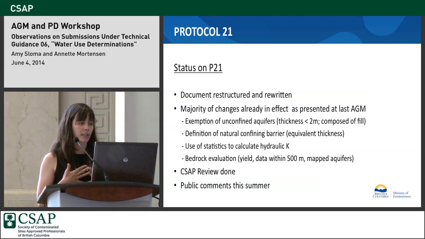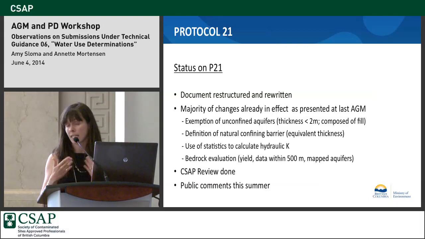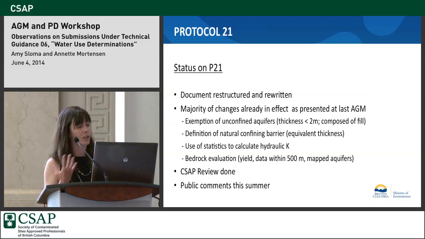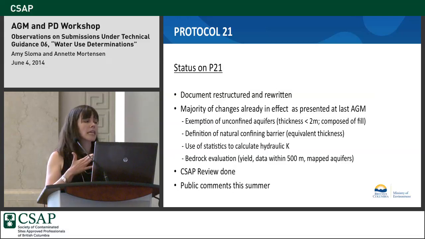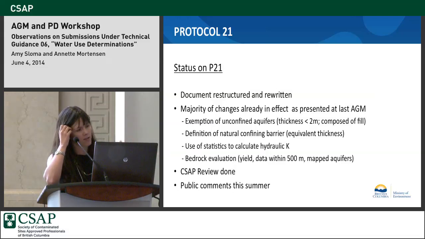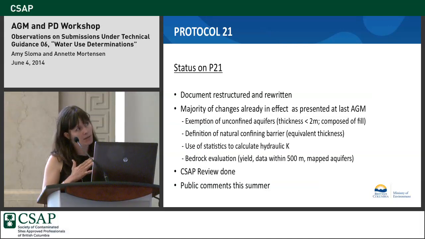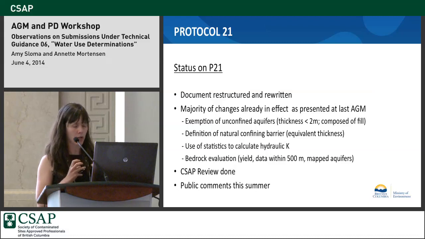So this exemption of the unconfined aquifer for a thickness that's less than 2 meters, that's been in effect for the past year. What the definition of a natural confining barrier is and how you can use an equivalent thickness, that's in effect. You can still present those arguments to us. The use of the statistics to calculate the hydraulic K for the aquifer versus the natural confining barrier itself, there's more language in P21 explaining this, which is fantastic, but we're accepting those arguments right now. And then again, there'll be more language in regards to bedrock evaluation, because this is what's proving to be very interesting with some of the examples that we're seeing coming through.